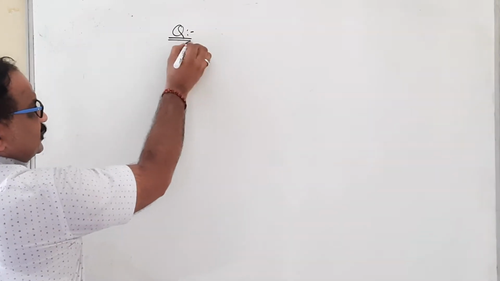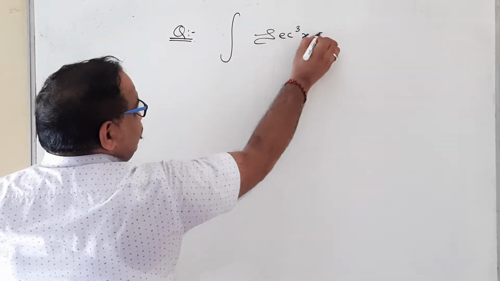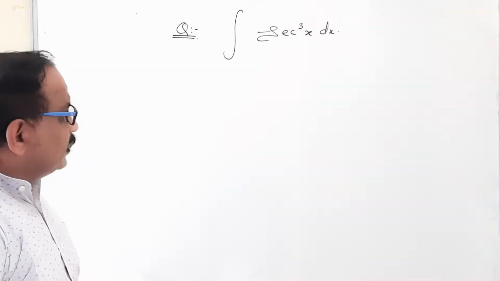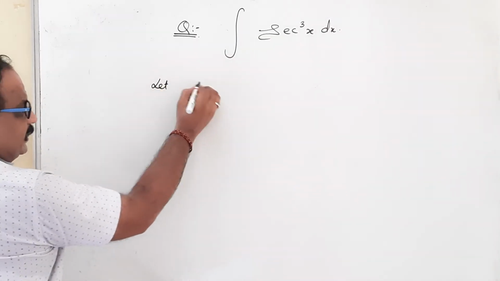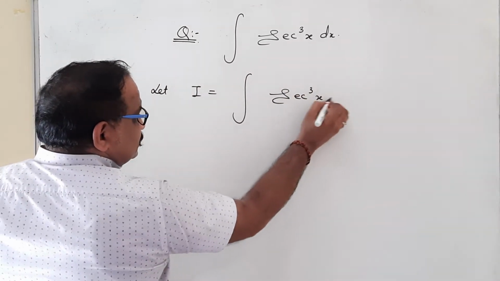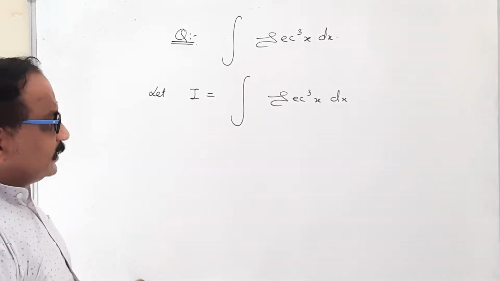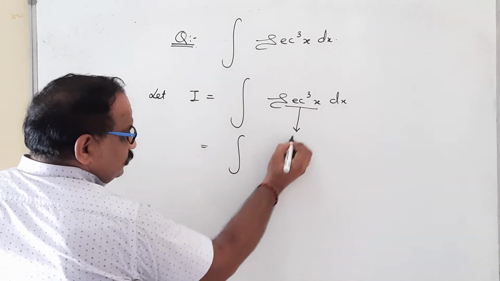So I am taking another type of question here. Say integration of sec cube x dx, that we have to find out. So what can we do in those problems? Let I equal to integration of sec cube x dx. That is a lone function. If I do one as a part, then it will be difficult. So what can we do? We have to split it.